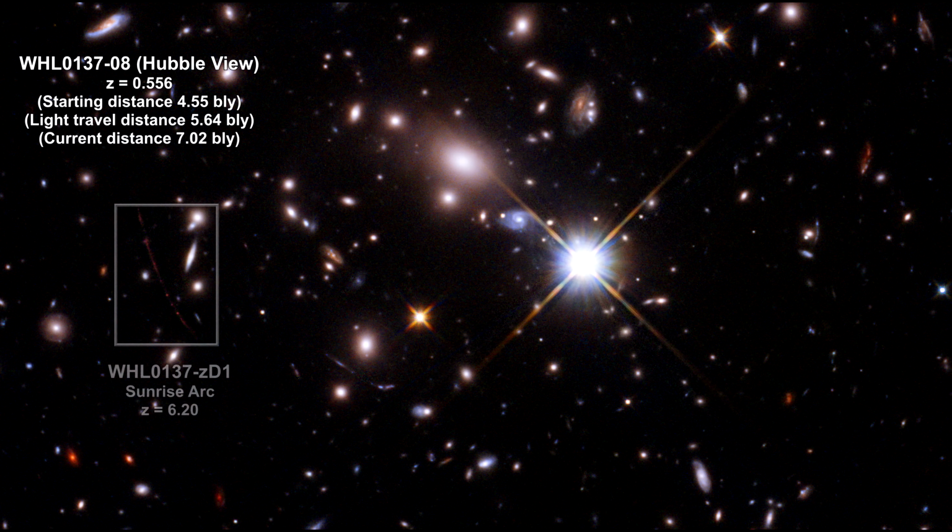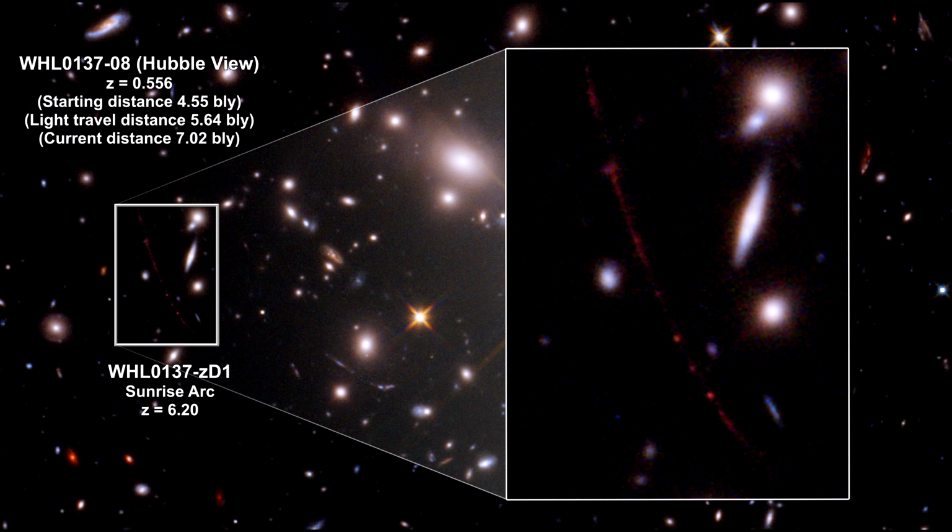In this cluster, Hubble discovered a gravitationally lensed galaxy, nicknamed the Sunrise Arc. Its redshift is 6.2, with an angular size on the sky exceeding 15 arc seconds. At that distance, this makes it 410,000 light years long.